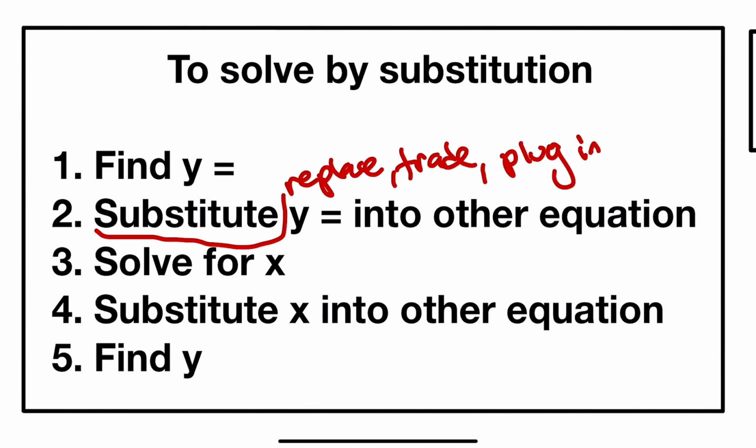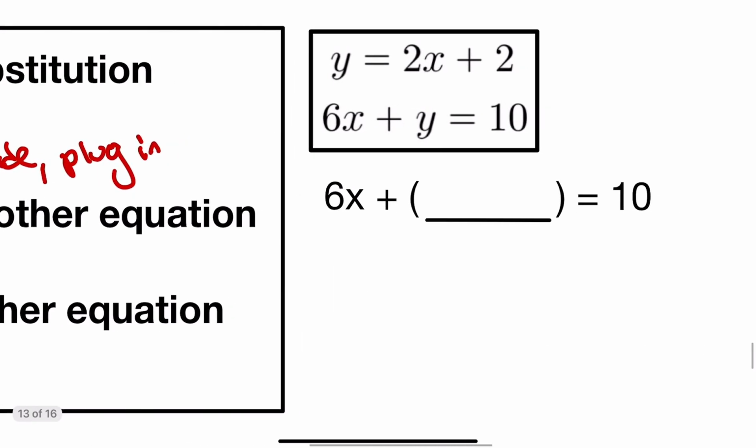All right, step number 3, you're going to solve for x. Once you find what your x is equal to, you're going to substitute it into your other equation to find y. So basically, your job here is to solve for x first and then solve for y. You're finding both of these numbers. So you basically have 2 problems in one. So let's take a look at an example and see what that actually looks like.